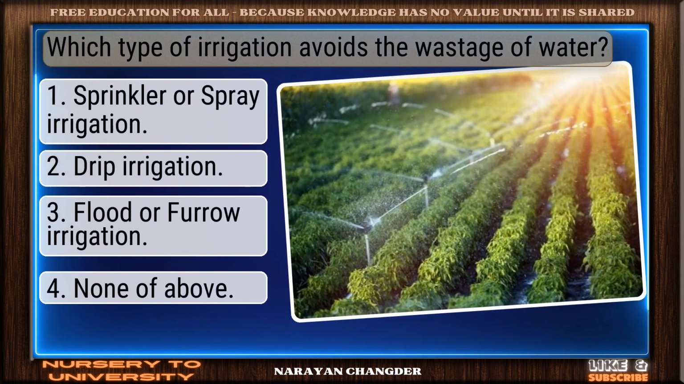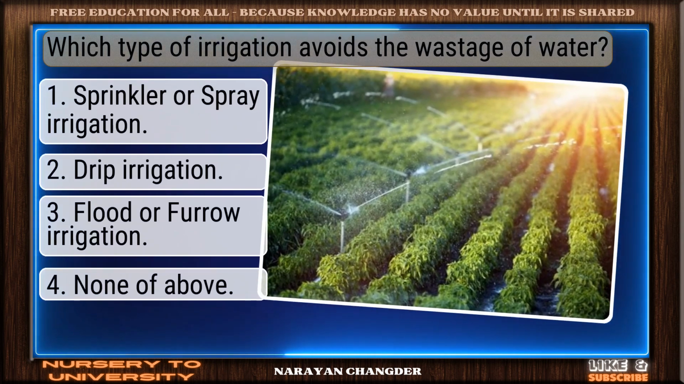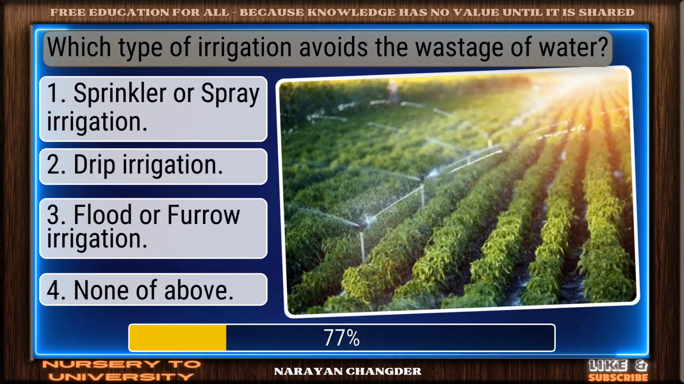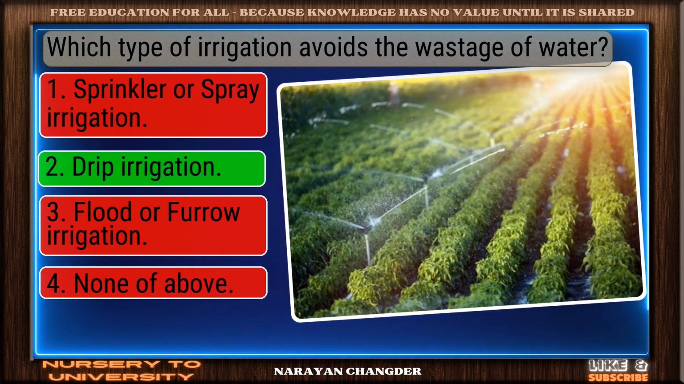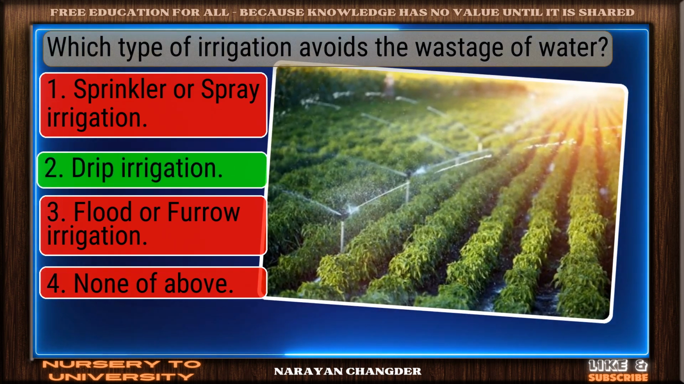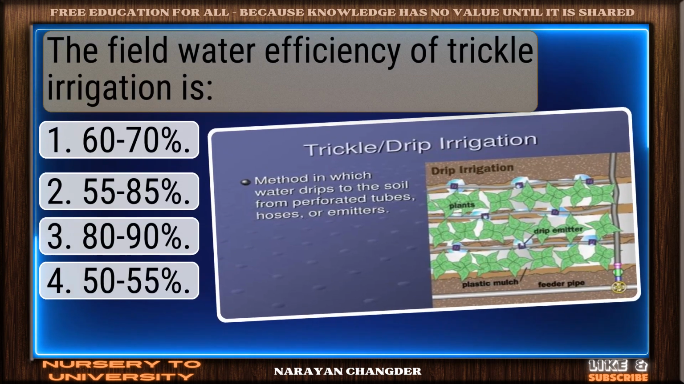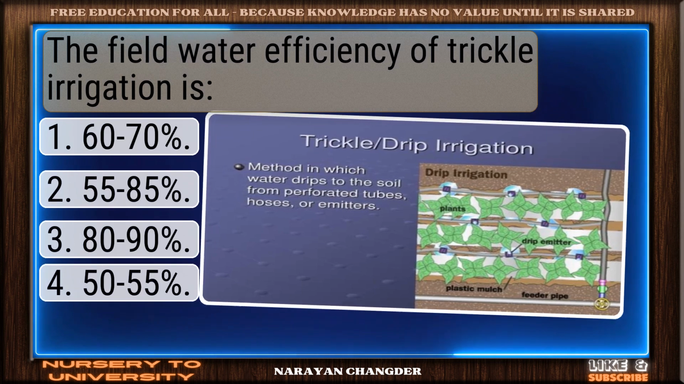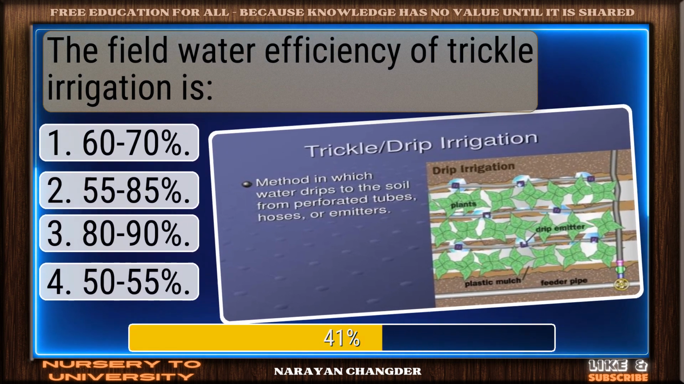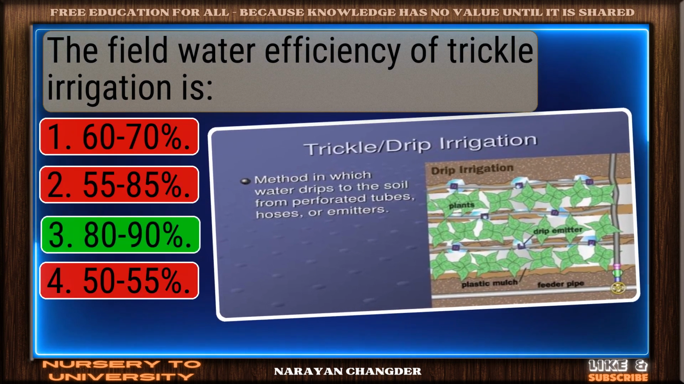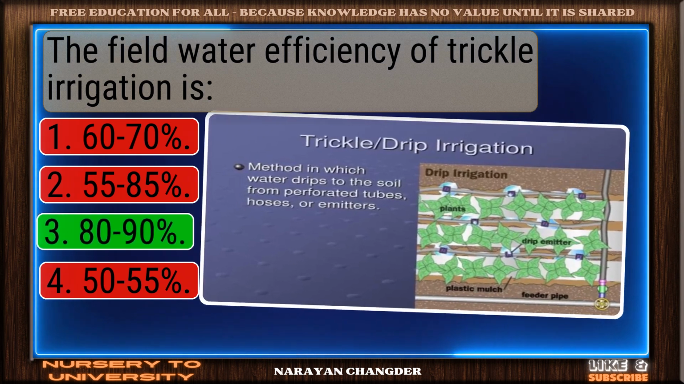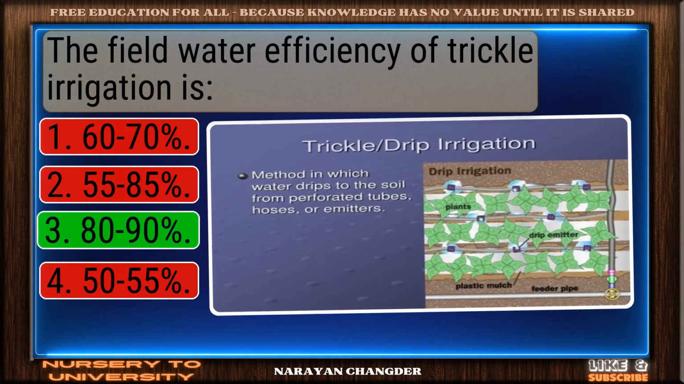Which type of irrigation avoids the wastage of water? Excellent. Drip irrigation is a brilliant choice. The field water efficiency of trickle irrigation is? You're right. 80–90% is the correct answer.